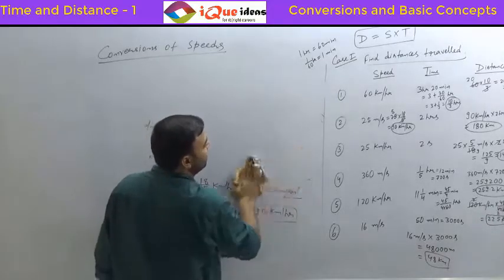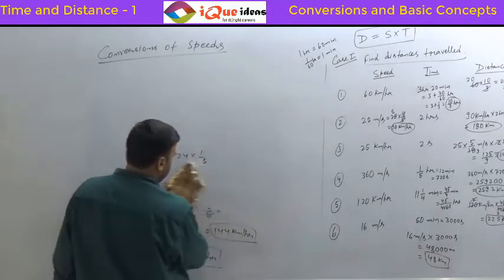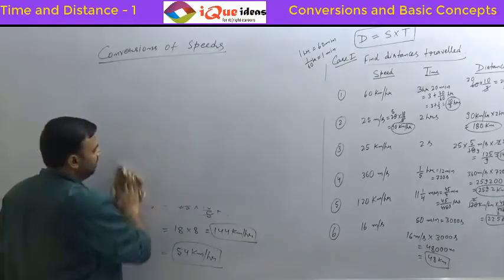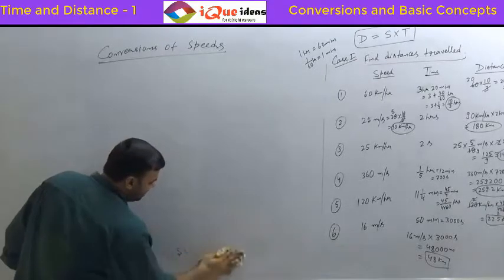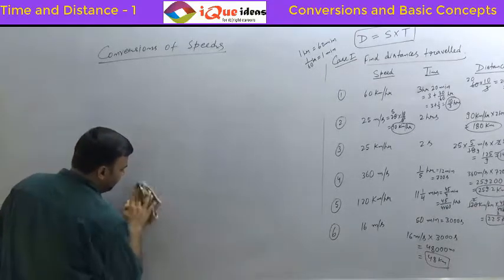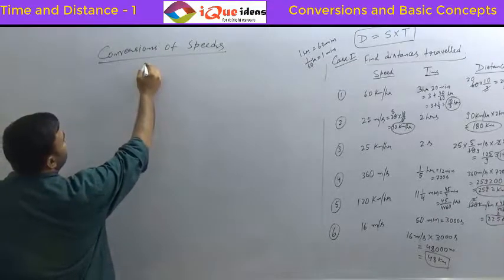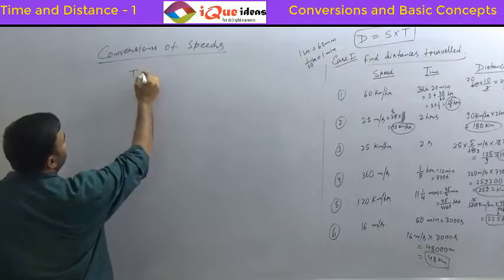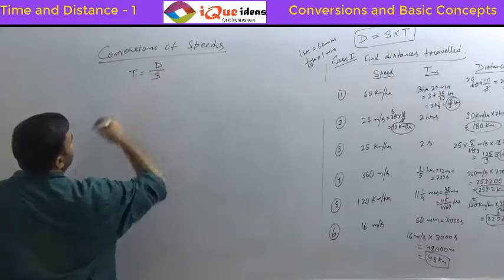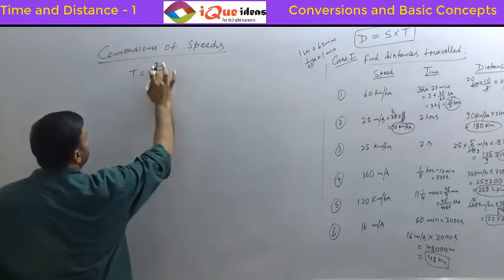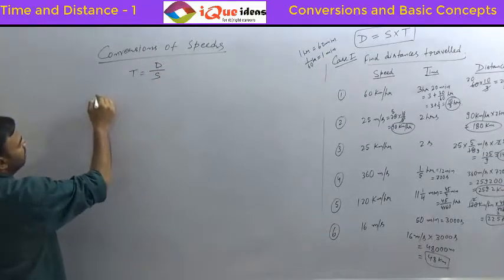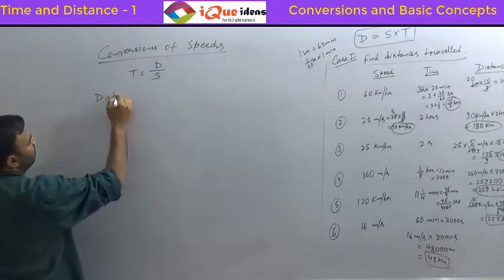Similarly, we can just make some changes in the formula and we can have one more set of questions in which, let's say, distance and speed is given, you have to find time. So let's change the formula first. If distance is equal to speed into time, we can say time is equal to distance by speed. So I'll give you the distance and the speed. You have to find time.